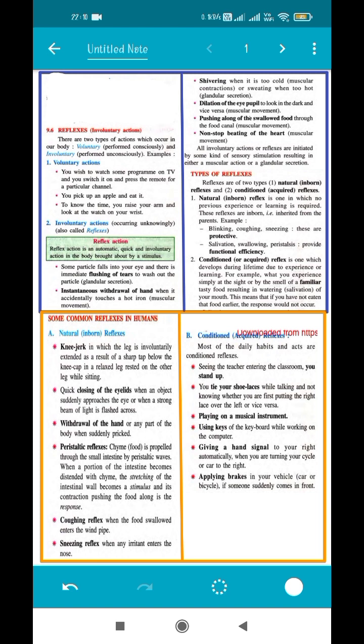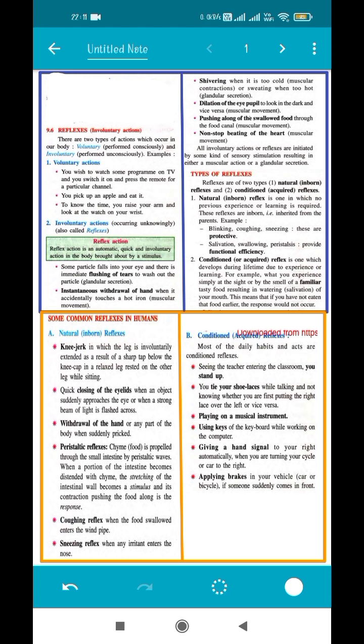So generally there are two types of actions. One is called voluntary action and the other is called involuntary action. Voluntary actions are the activities which we do at our own free will. Like we take out our book and study, we do it knowingly, right? We want to do it, that's why we are doing it. Or like we walk or we watch a movie. So these types of actions are voluntary actions, which are done with our own understanding.